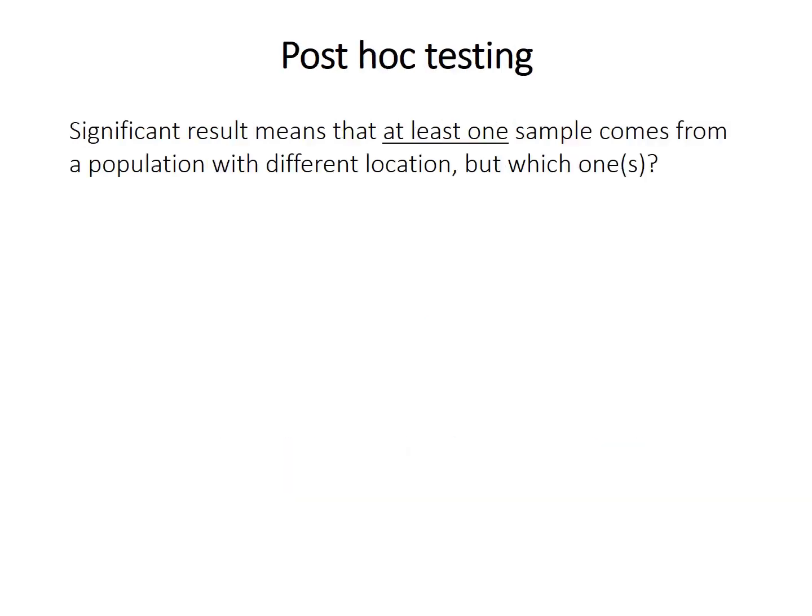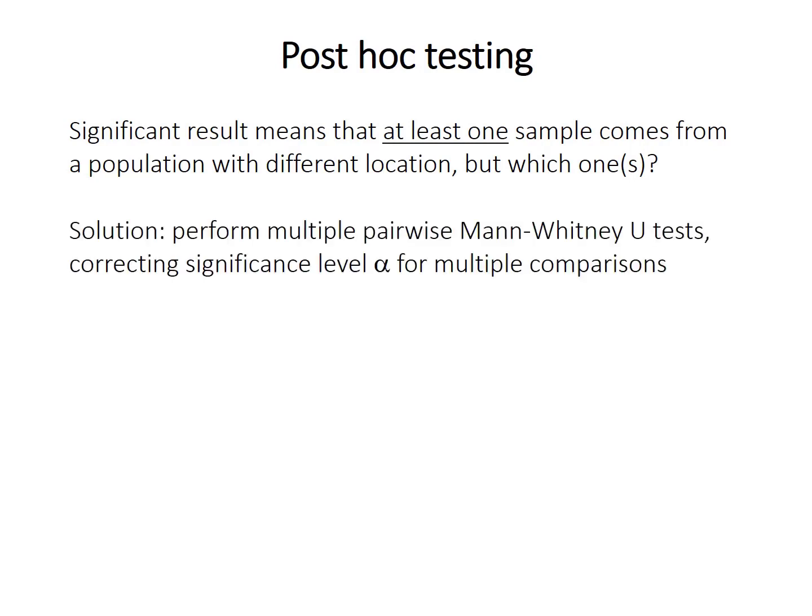But let's say you get a significant result from a Kruskal-Wallis test. That means that at least one of the samples comes from a population with a significantly different location. But which one or ones? There's no specific post hoc test. There's no thing like the Tukey test for the ANOVA, but you can perform multiple pairwise Mann-Whitney U tests, but making sure that you have to correct the significance level for doing multiple comparisons.